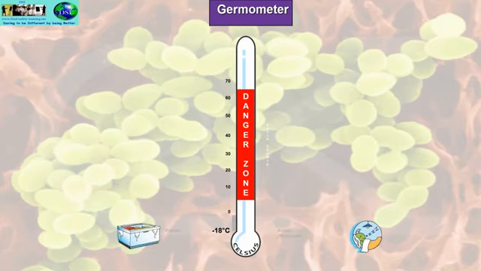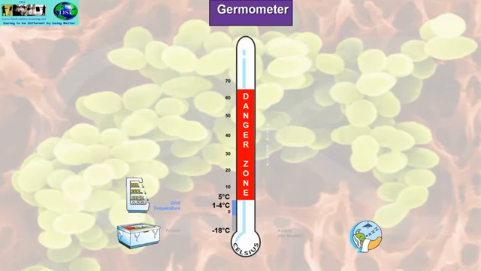At minus 18 degrees C, bacteria are in hibernation. They won't grow. You won't kill them by freezing them. They'll just remain dormant. And minus 18 or lower is the temperature that our freezers should be at.